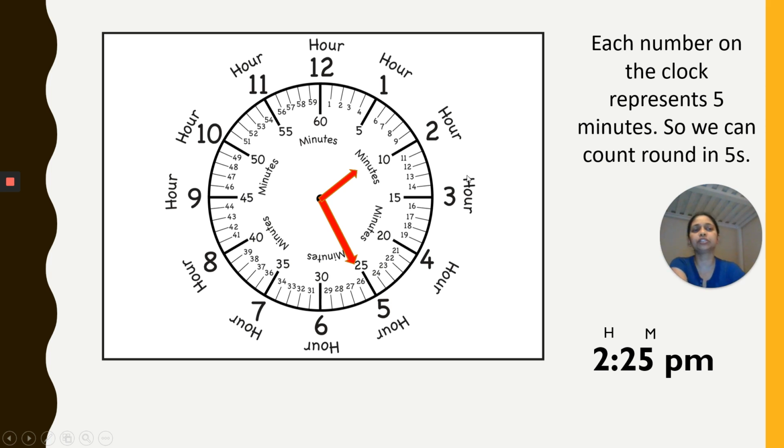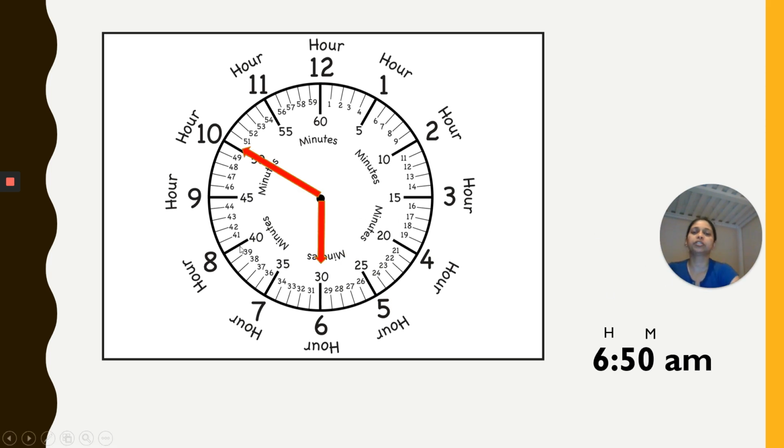Let's do one more over here. Your minute hand is on the 10 and your hour hand is on the 6. Now, we know that 9 is 45. So if you count another 5, this is 50 and 55. So the time, you do your hours first and then your minutes. So 6 hours and 50 minutes. And over there, I've written AM. That means the time is 6:50 AM. And AM means it's 6:50 in the morning.